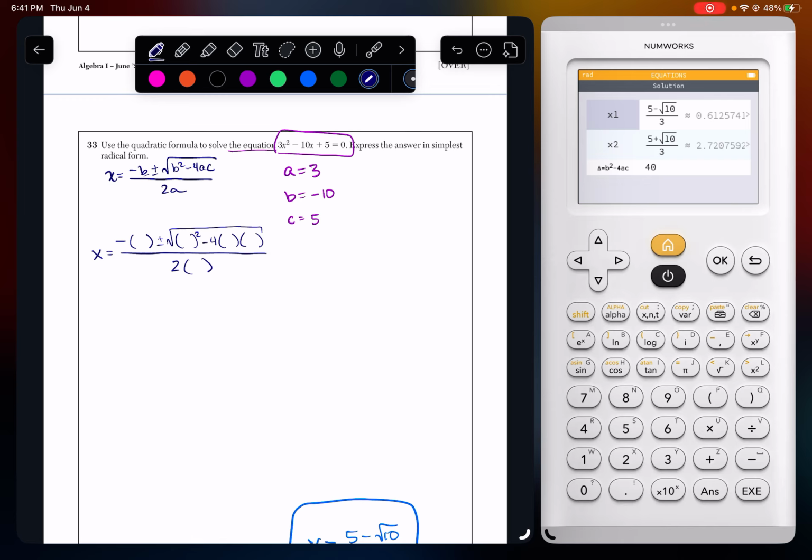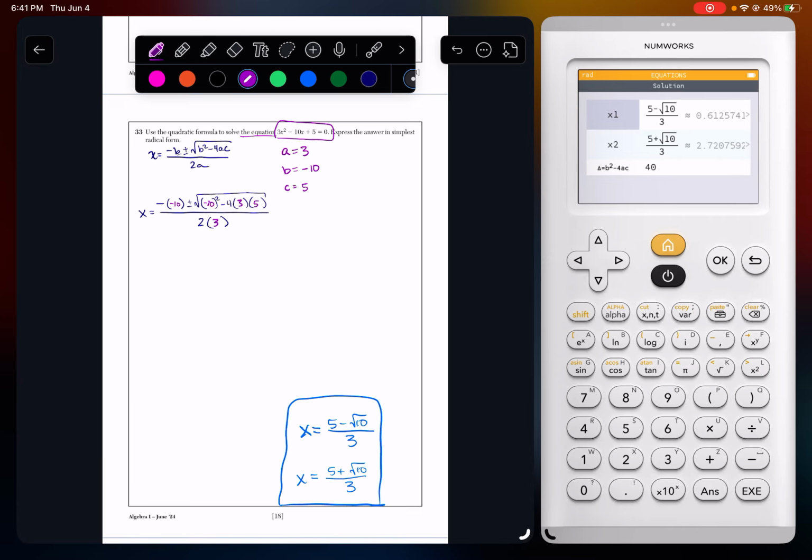Right? Now I can take my a value, my b value, and my c value, and insert them in the correct positions. So my a, the 3, is going to go where the a's are. The negative 10 will go here. The 5 will go in the c position. If I got here and did nothing else, I have points for a correct substitution. I have my final solution on my page.